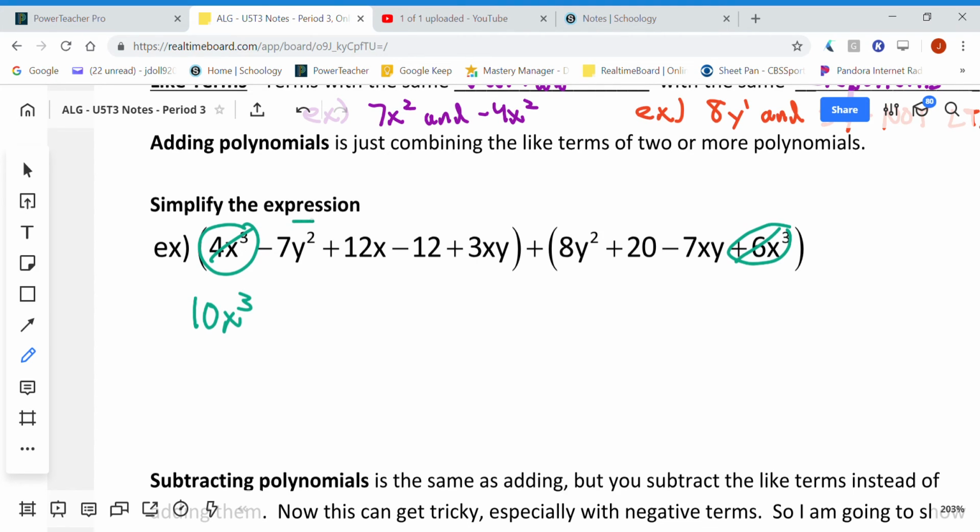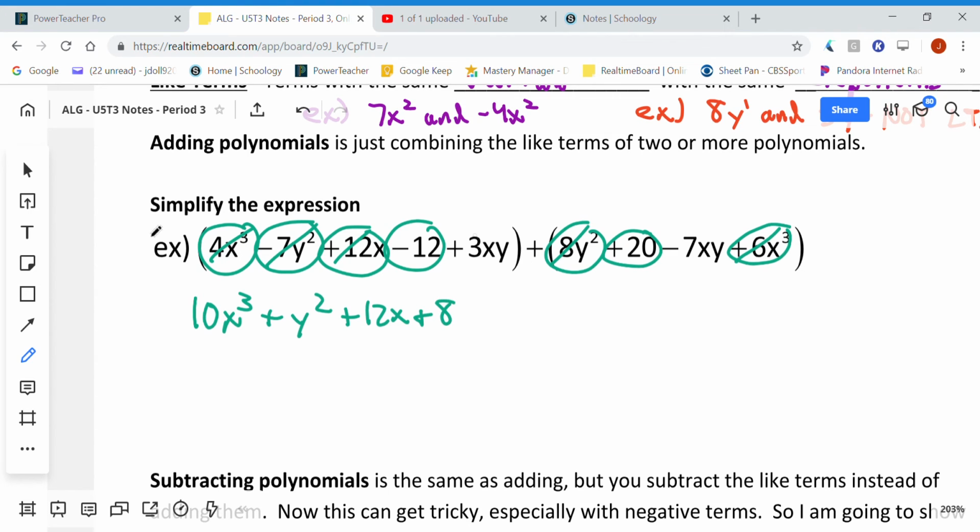Let's cross that out. All right, next up here I got y squared, y squared, y squared, oop, there's a y squared. Negative 7 plus 8 is just 1y squared. 12x, nope, no other x's. So guess what? I just bring that down. Negative 12. Negative 12, I got a 20 there, right? Let me cross those out when I've used them. So negative 12 plus 20 is going to be positive 8.